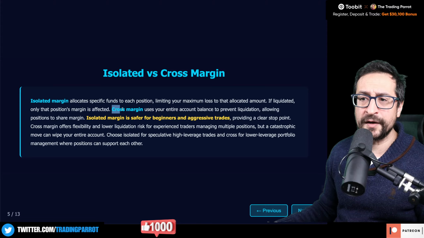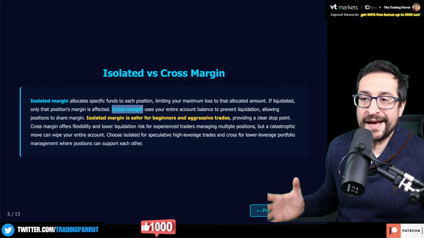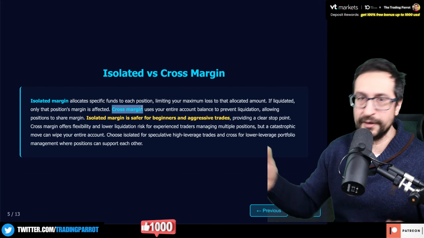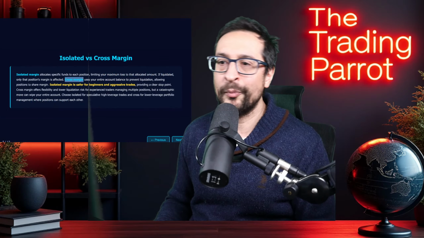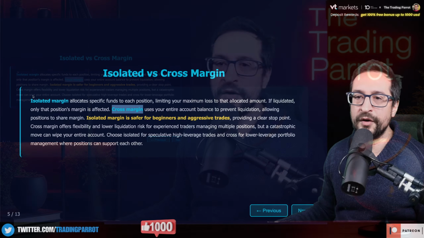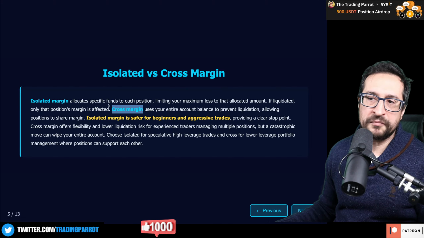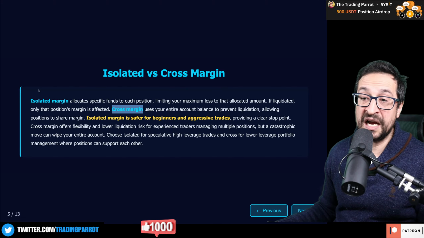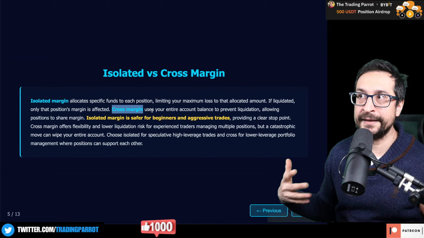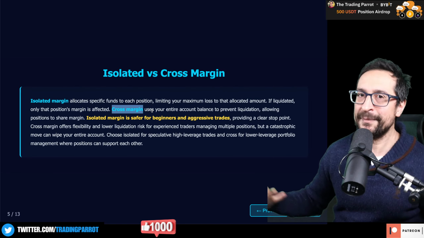But why do I prefer cross? Well, because I'm using just a single sub account to trade Bitcoin. So for me, it's kind of equivalent to having isolated and giving it a lot of margin, or doing cross. The way I'm using it, I get the same effect.